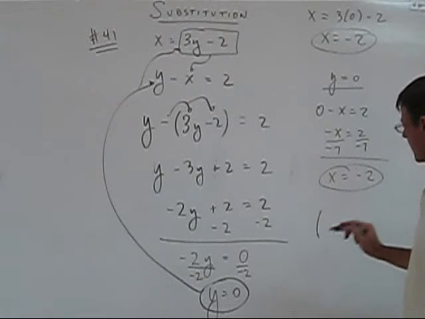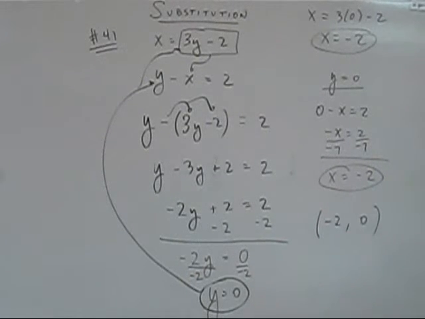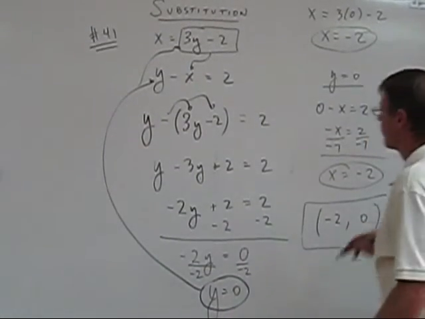Okay, so my final answer is written as an ordered pair. X is negative 2, y is 0. And that's the answer right here.